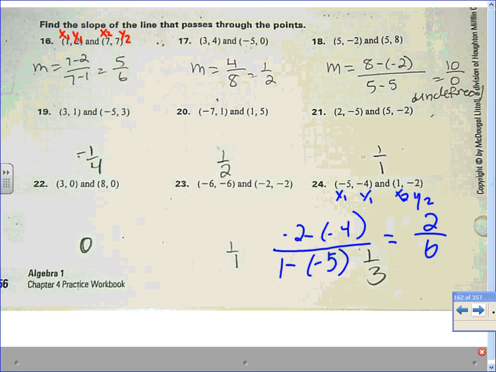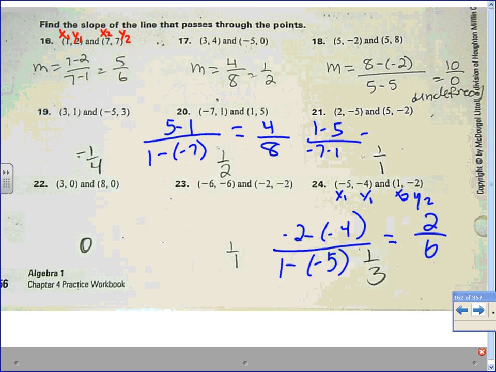Annalise, girls. Okay, 20 should be 5 minus 1 over 1 minus -7. 5 minus 1 is 4. 1 minus -7 is 8. Okay, 1 minus 5 over -7 minus 1, you get -4 over -8, which is +1/2. You should still have a negative divided by a negative the way you did it. No, because the formula is subtraction.